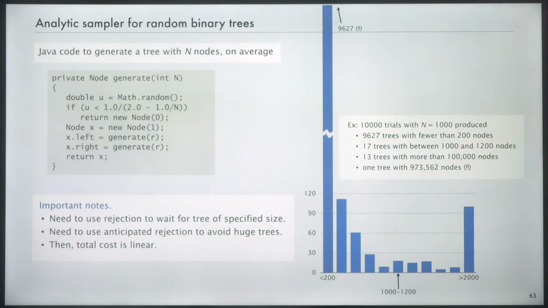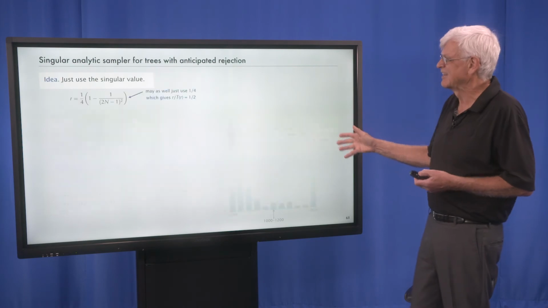And in this case, the distribution is such that we get a pretty huge number of small trees. And if we don't do this rejection stuff, we might get a huge one. In this case, looking for a tree of size 1,000, we produced a tree of almost 1 million nodes. So we don't want to do that.